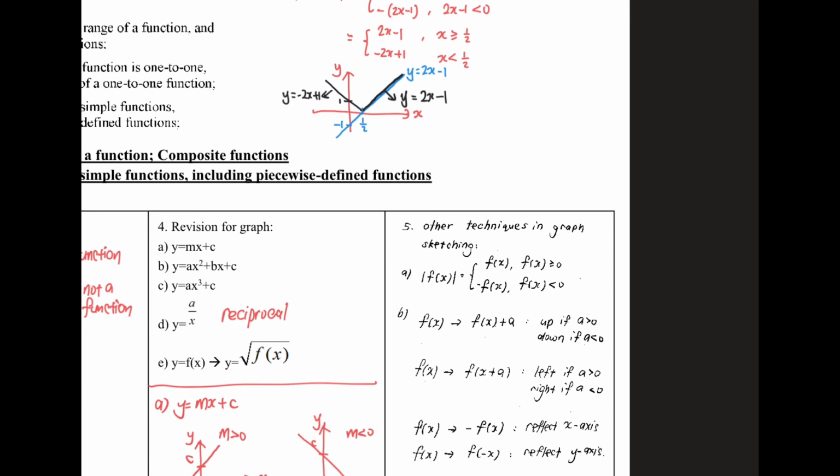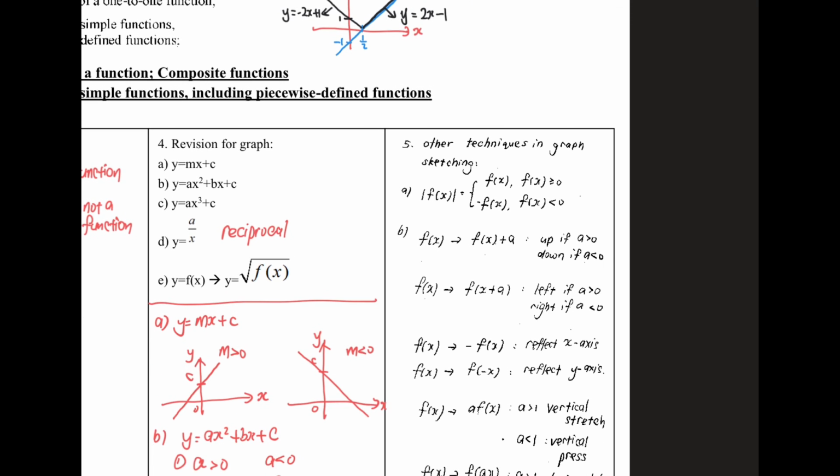Now let's move on. We look at 5b. 5b, as you can see, f(x) becomes f(x) plus a. So this is transformations. What happened is the graph will move up by a units if a is positive, and the graph will move down by a units if a is a negative value. So transformation happens, either the graph goes up or goes down. Okay, now we look at the next one.